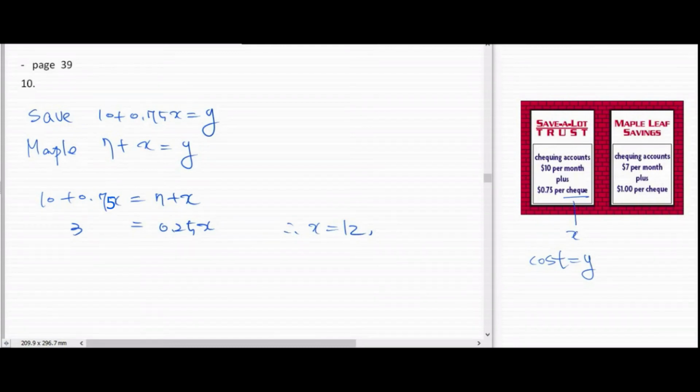So when you're issuing more than 12 checks, even though it has a higher starting fee for the checking account, you should choose Save a Trust. When you're issuing less than that, you should choose Maple Leaf Savings.